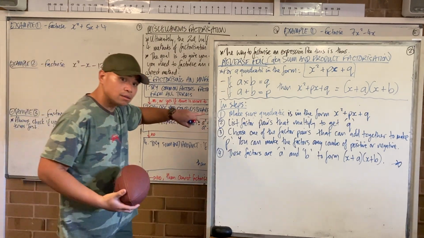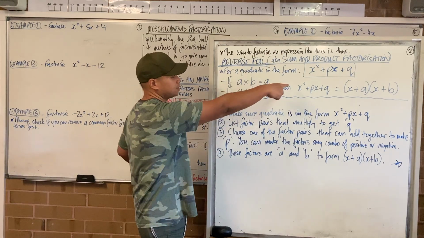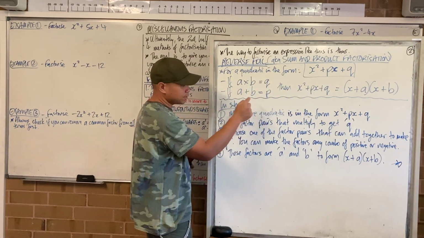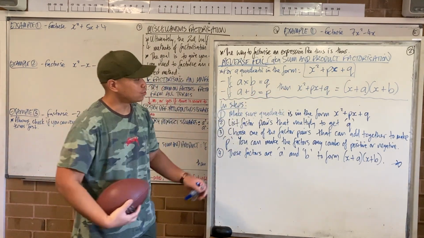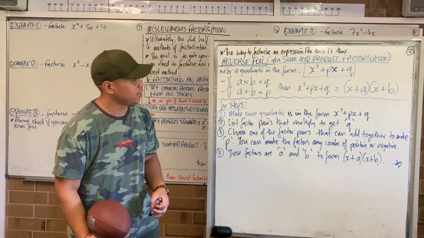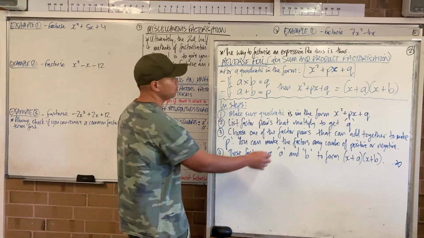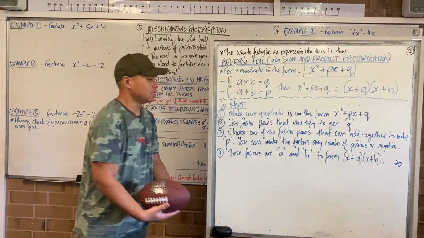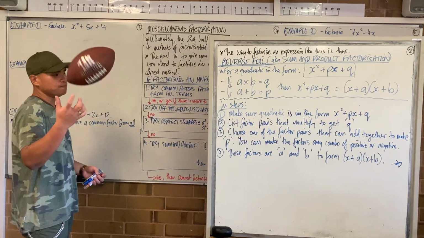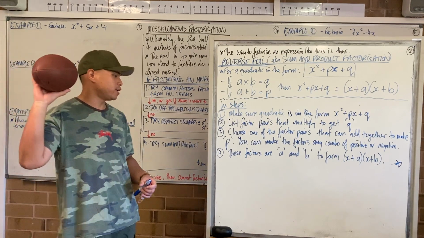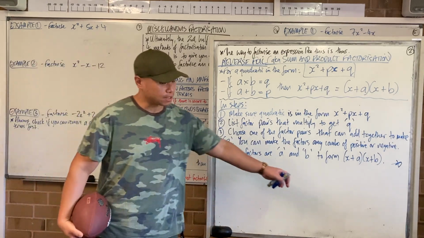Sorry, question? What's the letter before steps? In steps. So this weird code here, I'm summarizing in worded steps. In steps, what are you doing here? Step 1, make sure the quadratic is written in this form, x squared plus px plus q. Step 2, list factor pairs that multiply to get q. So what numbers do we times together there? Q. Step 3, choose one of the factor pairs that can add together to make p. You can make the factors any combo of positive or negative. And then step 4, these factors are a and b, which form (x plus a)(x plus b).